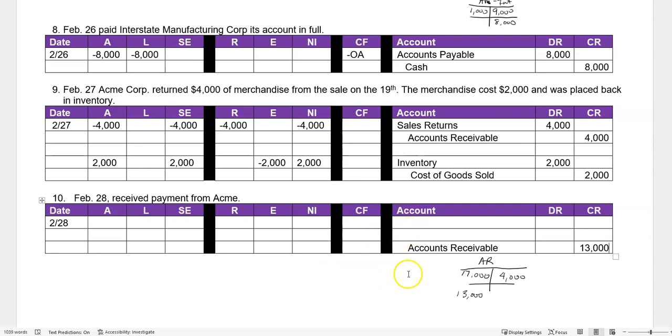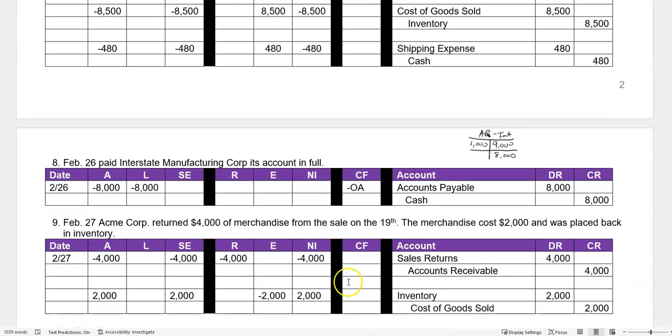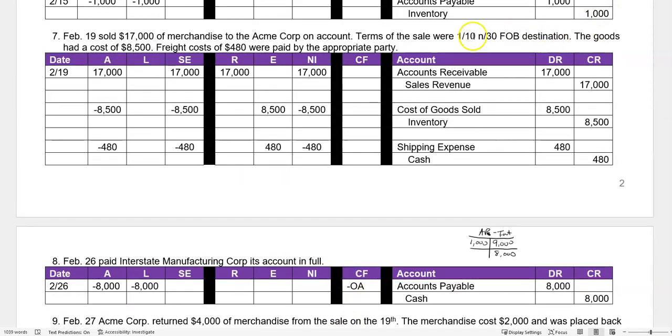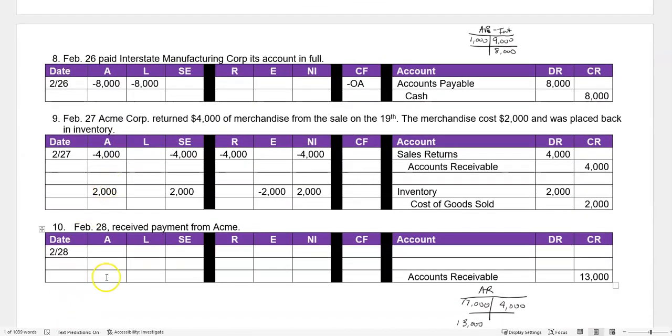Now, were there credit terms? Always check for credit terms. There was 1% in 10 days. So, the 19th was the date. This is the 28th, so they are within the 10-day window, so they will receive the discount. So, that $13,000 we're going to take and we're going to multiply that by 1%, and that gives us a $130 discount. Are we the buyer or the seller? We are the seller, so therefore that's going to go into sales discounts, not inventory, for $130.